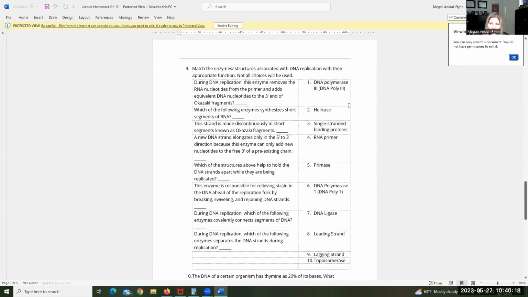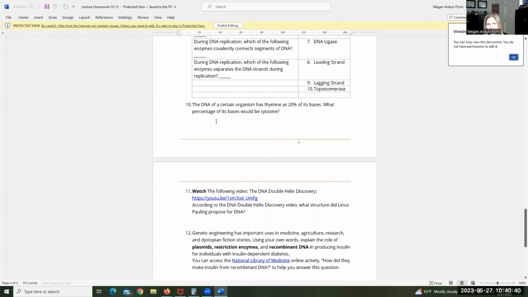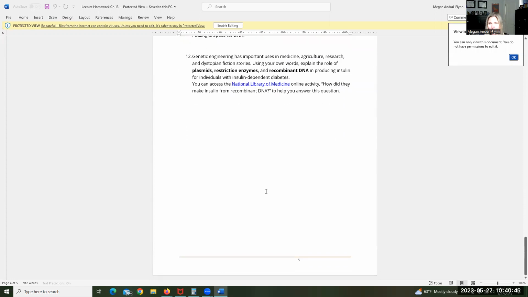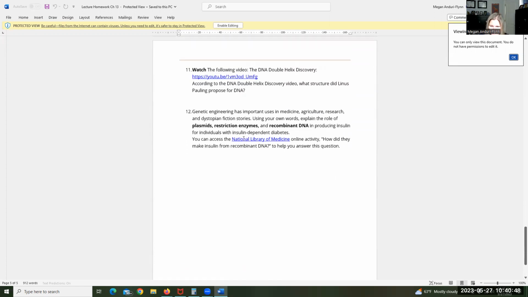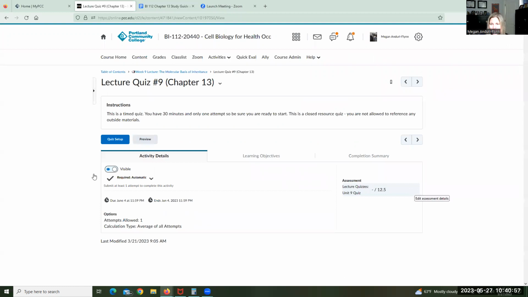And then we have a matching section. Here are those terms again, like the helicase, the leading strand, topoisomerase. You'll see, match the term with the information here. Not all choices will be used. Just be aware there's like 10 choices, but there's only 8 questions. We have some YouTube video that you'll watch, answer that, and complete the information. This is due just like normal Sunday midnight, and then you'll have your quiz Sunday midnight.